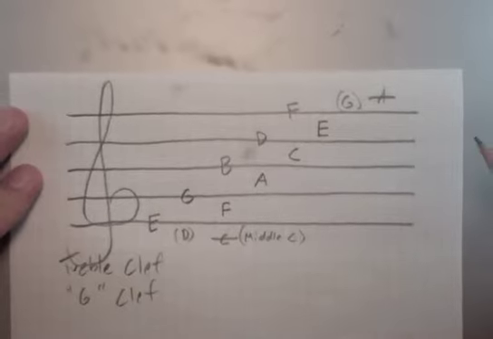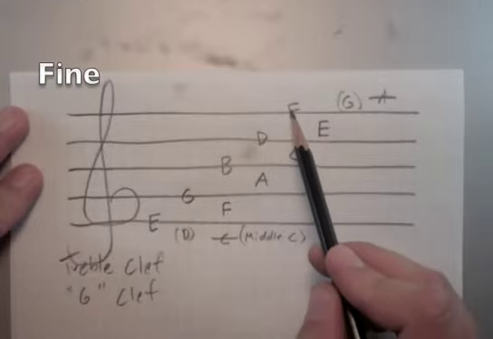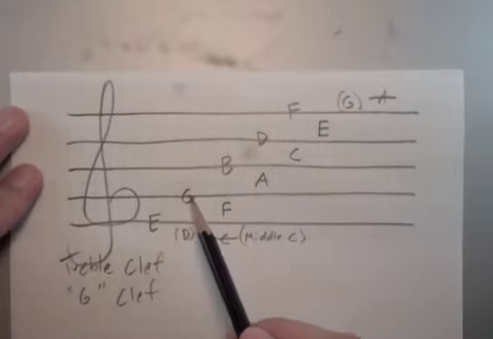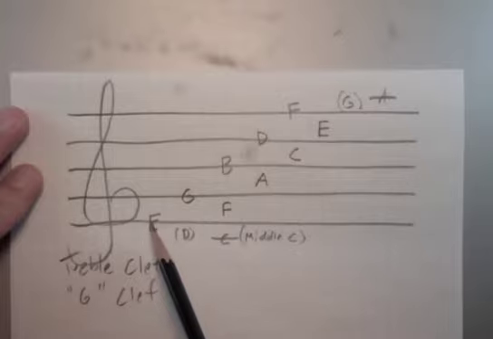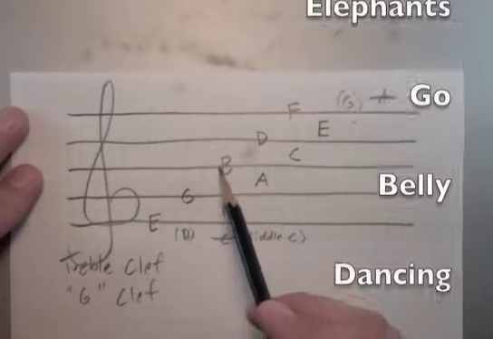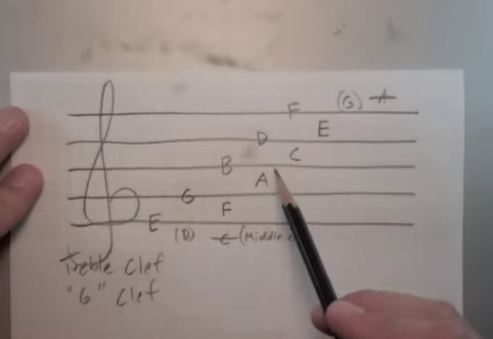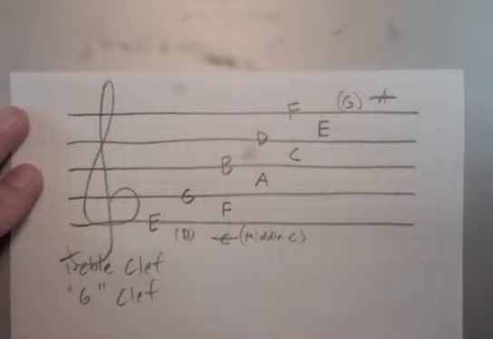So people remember the treble clef with the following acronyms. Every good boy does fine. Those are the notes that fall on the lines. Every good boy deserves fudge. Elephants go belly dancing Friday. Elvis got big dancing feet. Whatever. Those are the ones that come to my head right now.